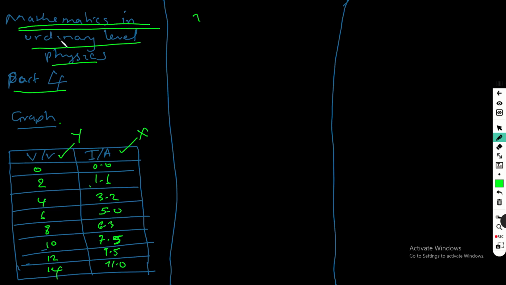Today we continue talking about mathematics in ordinary level physics. This is part 4, and we continue working on graphs. This is a data set we have been given, and we are looking at a worked example. I said this is a skill that you need to have. It's a tech competency. If you don't have it, then you're losing like 10 points in your exams. So you need to have this skill.